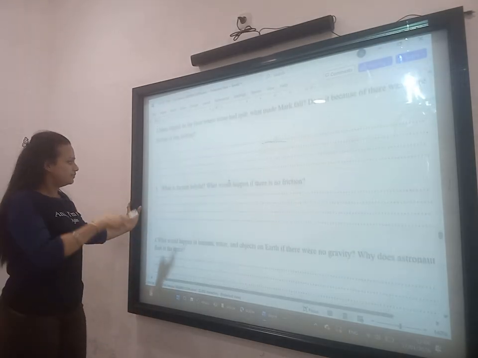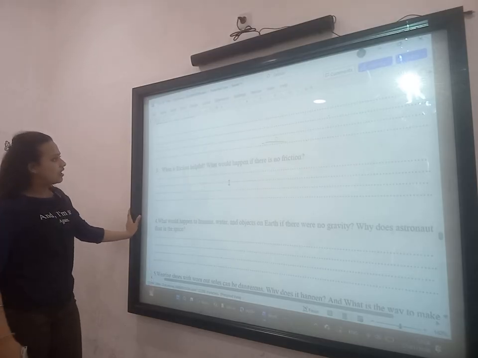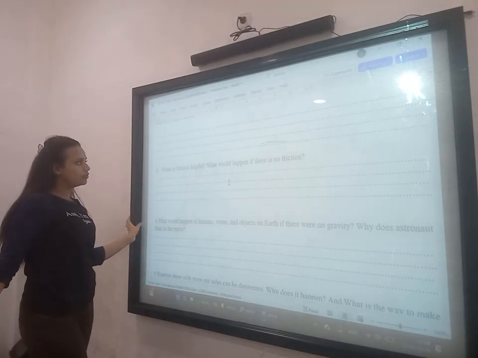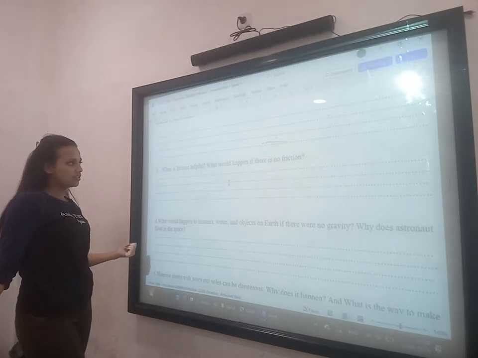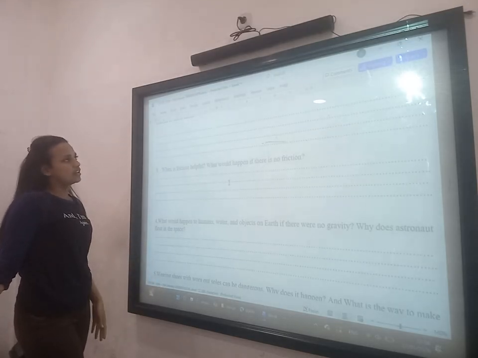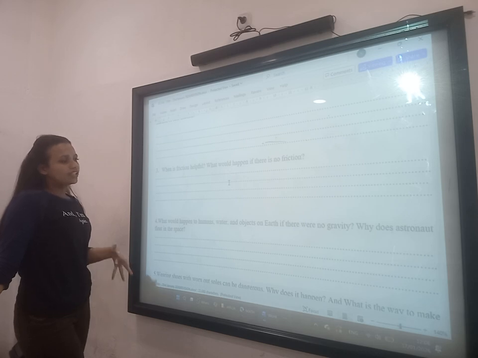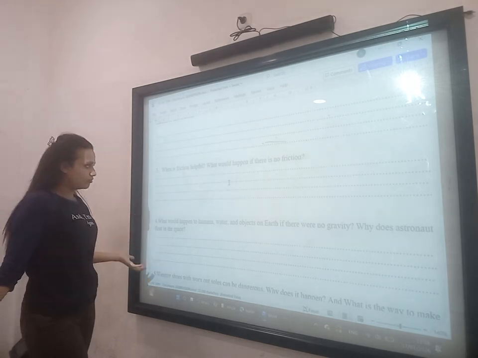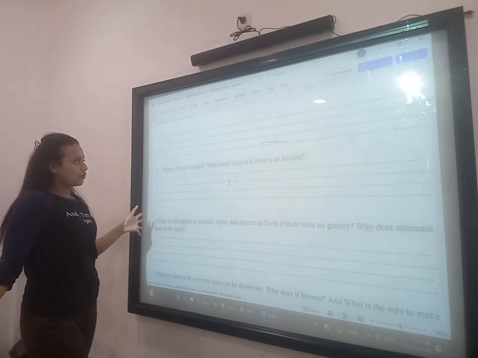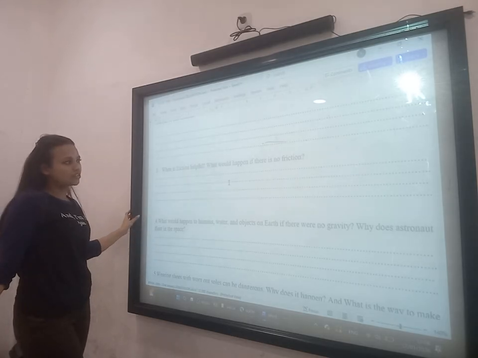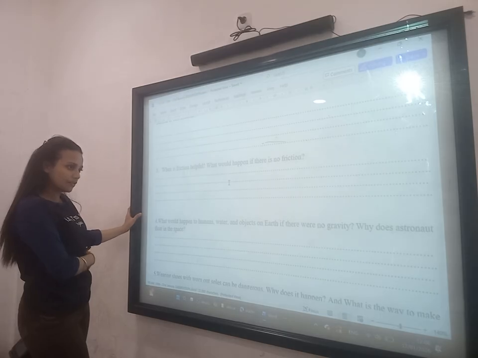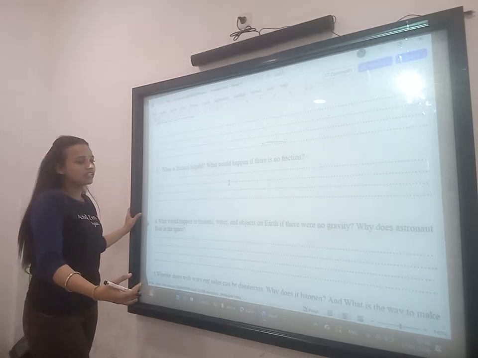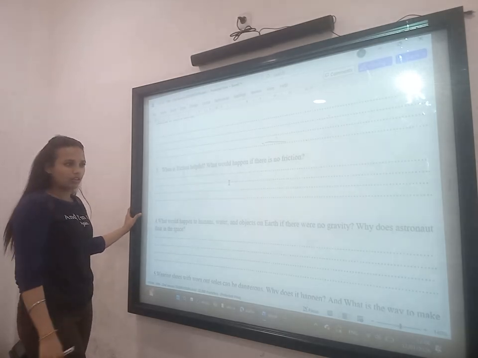Okay. And then, when is friction helpful? Friction is helpful when we want to stop our vehicles, such as bicycles, motorbikes, and cars. It is helpful to slow down or stop the movement. The second question: what will happen if there is no friction? If there is no friction, we will not be able to walk on the ground, and it is easy for us to slip when walking.